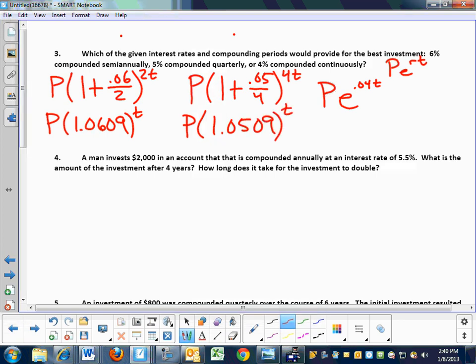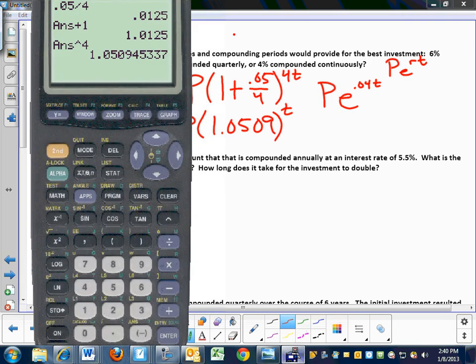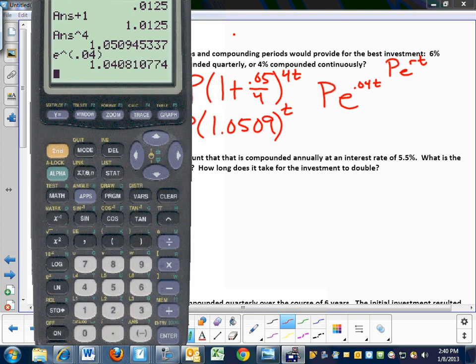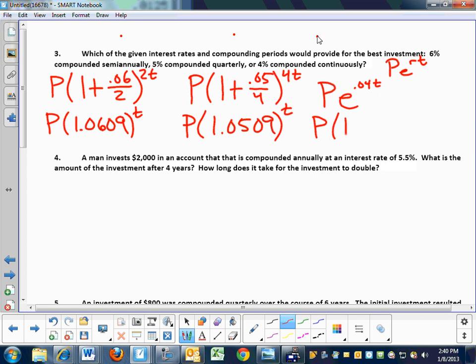And that's going to be to the t power. So right now, which one's better, the 6% or the 5%? 6%'s better. And then the last one, I got to use E, so I will take E^2, then I'm going to use up the 0.04 in the exponent. And I get 1.0408. So I have P times 1.0408 to the T power.